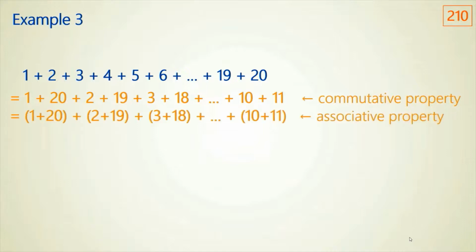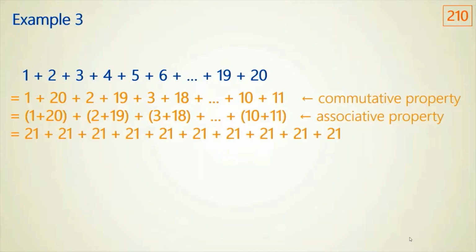Then use associative properties to group the numbers. The 20 numbers are grouped into 10 pairs. Each has a sum of 21. So adding 21 ten times is 21 times 10, and the result is 210.